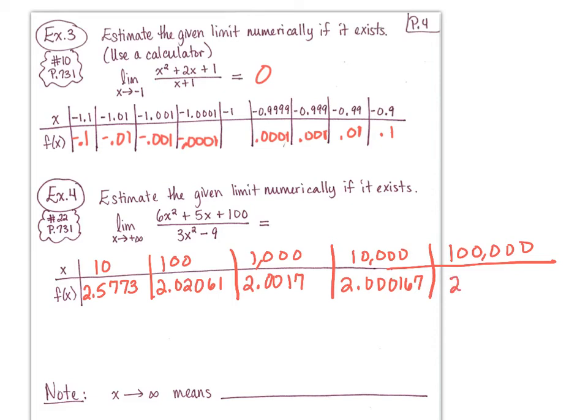And then whenever x is 100,000, what do you get? Almost 2. So 2.00002. Good. So what's happening with these f of x values as x gets larger and larger? What are they approaching? 2. So what does that mean about this limit? The limit of this function as x approaches positive infinity is 2.